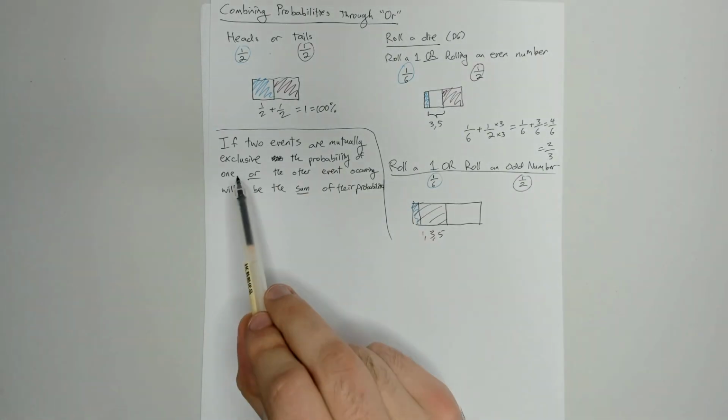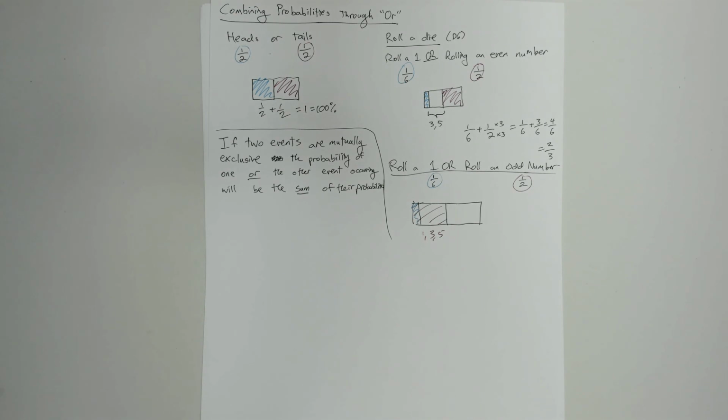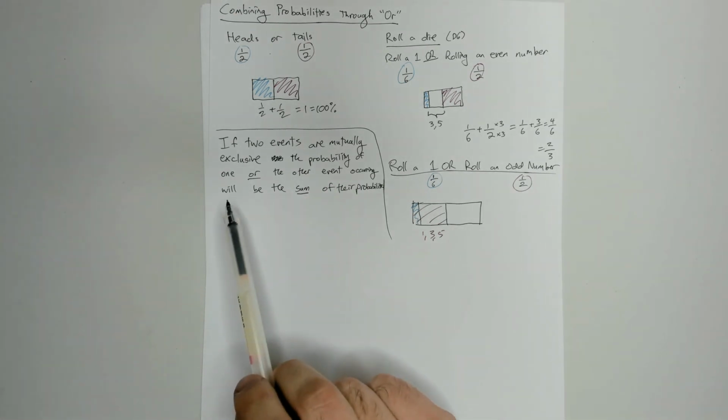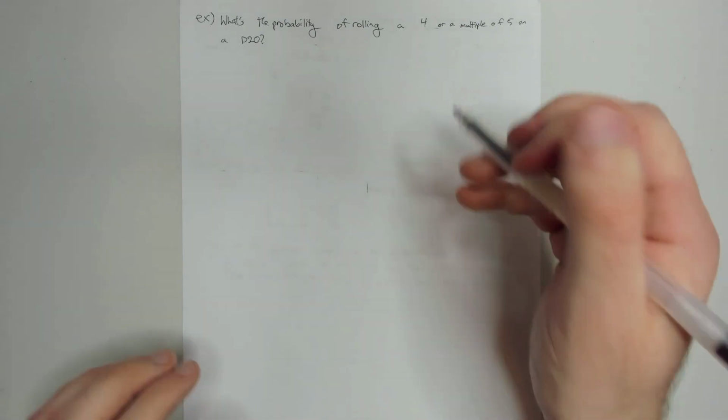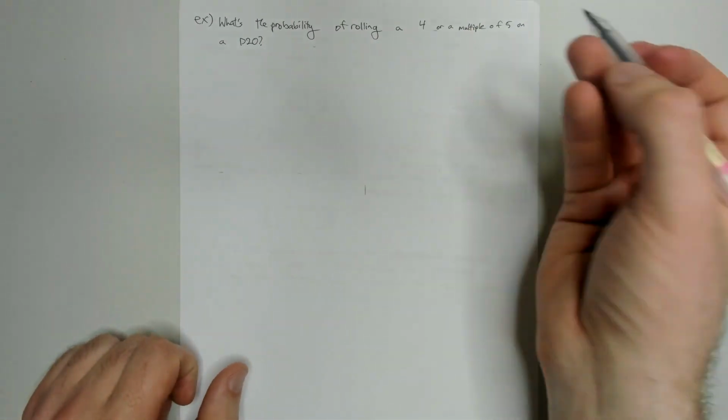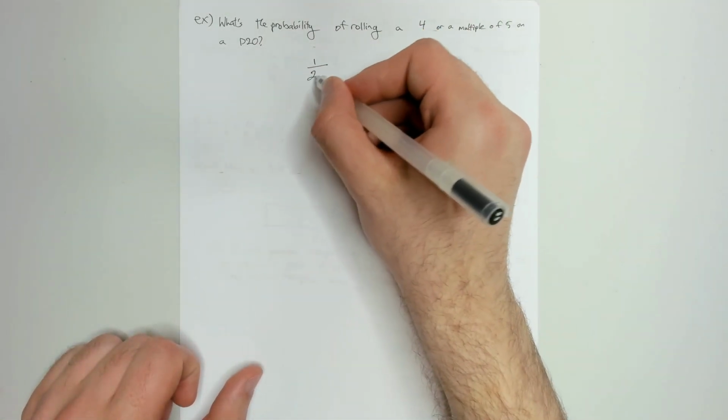So if two events are mutually exclusive, so they can't both occur at the same time, the probability of one or the other event occurring will be the sum of their probabilities. So what's the probability of rolling a 4 or a multiple of 5 on a d20? So first of all, let's consider what's the probability of rolling a 4. Well, that is 1 out of 20, right?